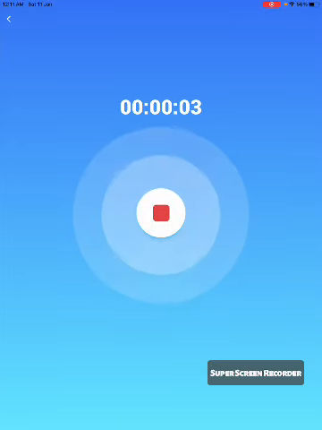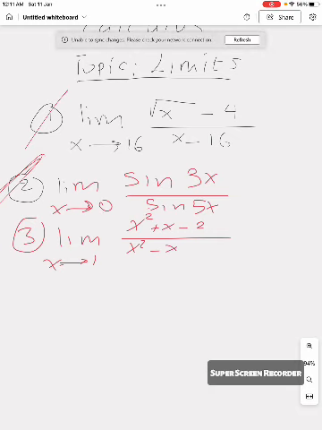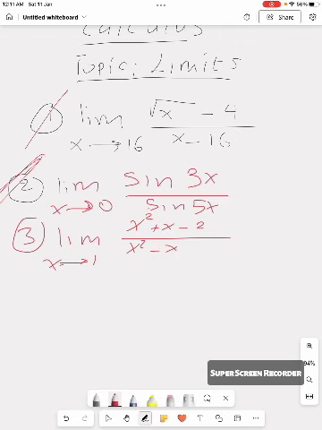So I have about 3 questions. Let us solve them. So the first problem is limit as x approaches 16 of square root x minus 4 over x minus 16. So let us solve it.